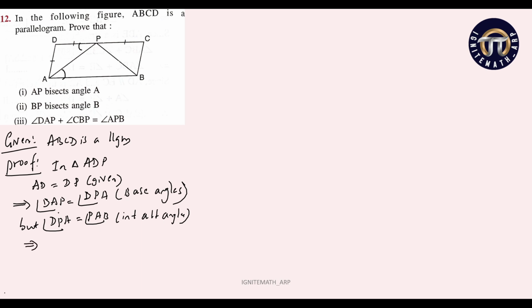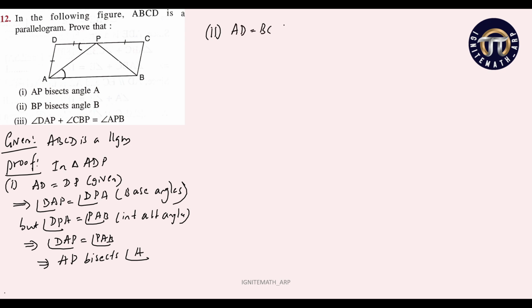Okay, see, look at this. DPA is equal to DAP also, DPA is equal to PAB also. Equals to equal are equal. So DAP is equal to PAB. So that means what? AP bisects angle A. We proved the first one. So similarly, BP bisects angle B. We are supposed to prove it in the same way, children.